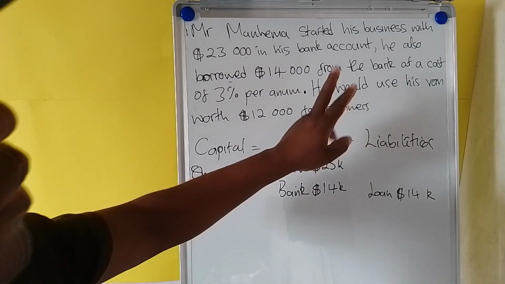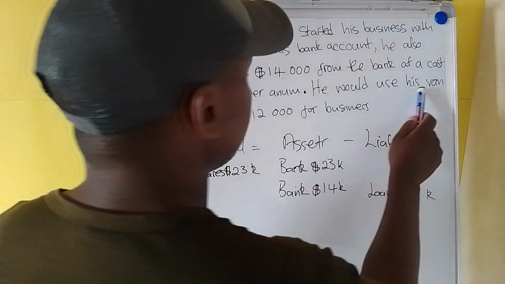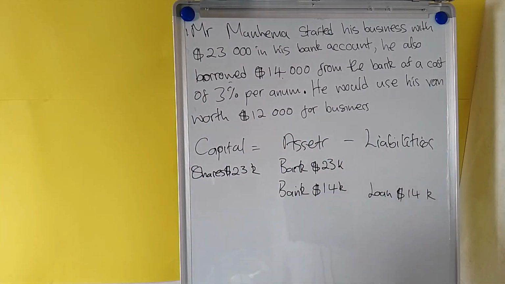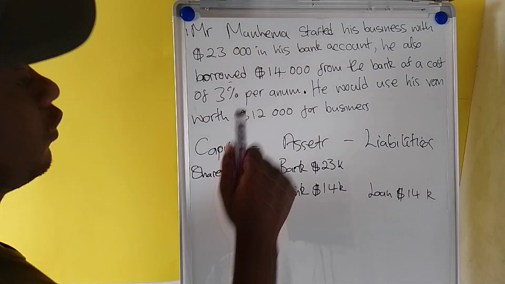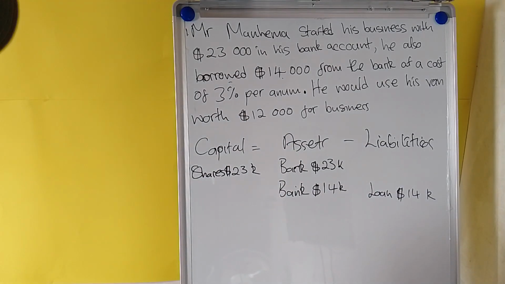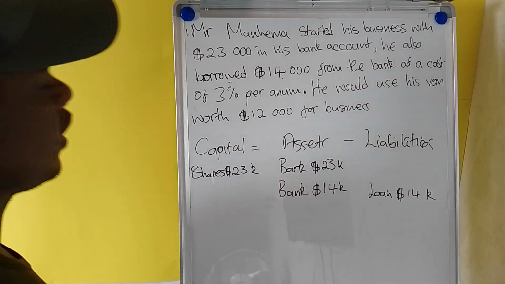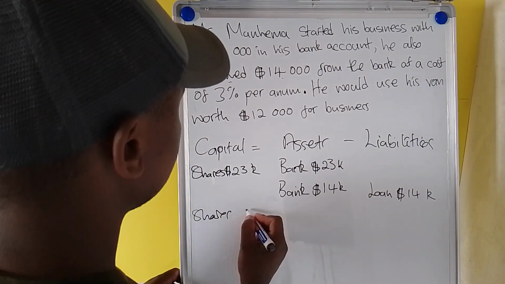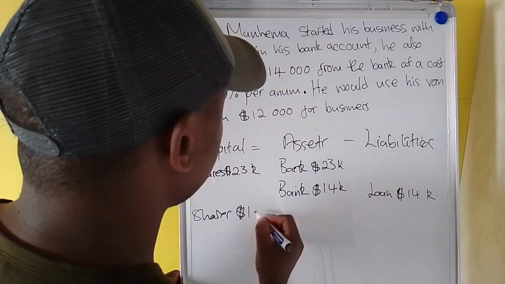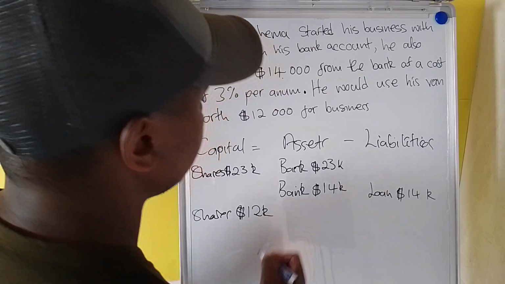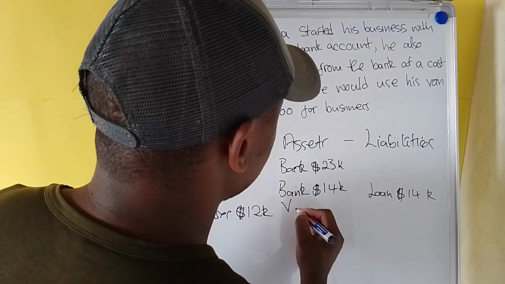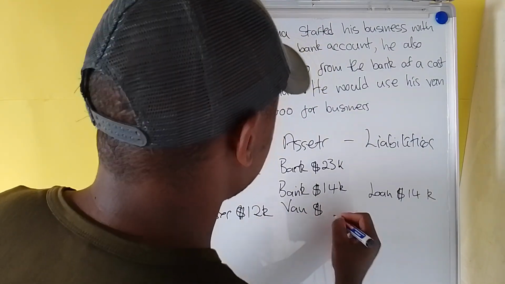Now let's look at the third statement. He would also use his van worth 12,000 for business. Now this person is injecting another component, a vehicle, into the business for use. So it's like he is injecting capital worth 12,000 in terms of the vehicle. The vehicle will also be transferred into the business at the same amount.